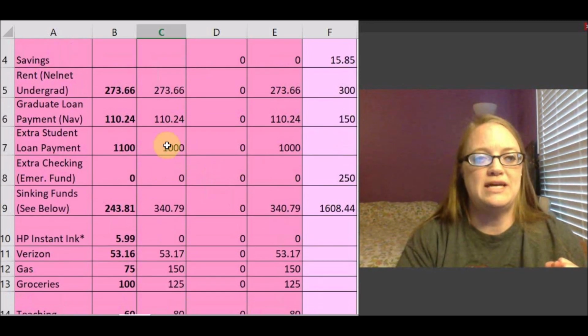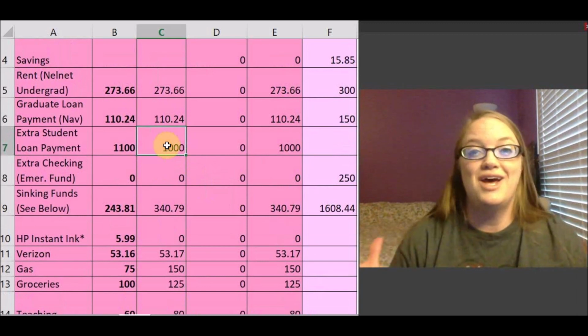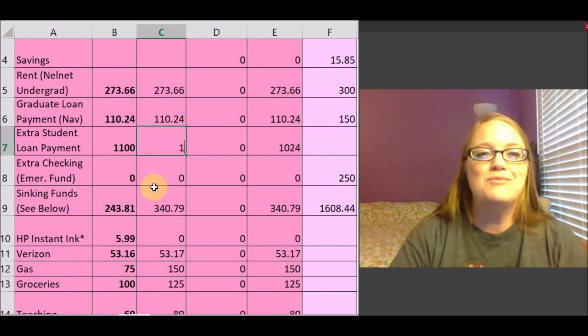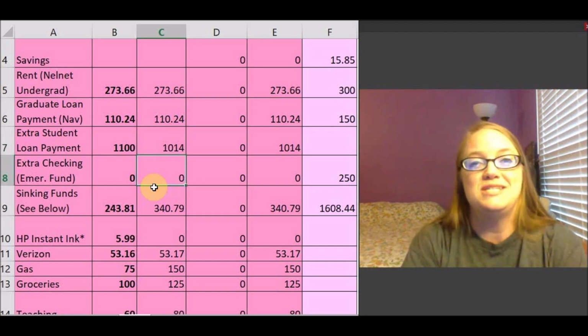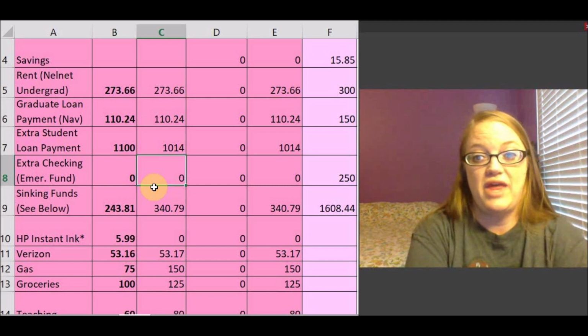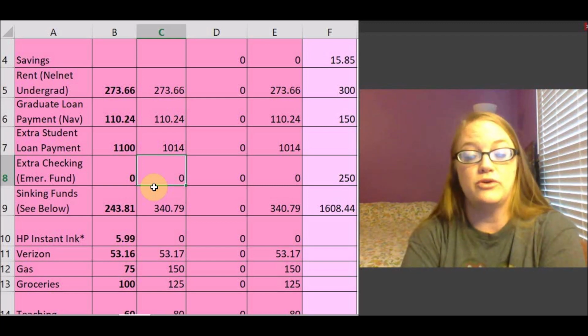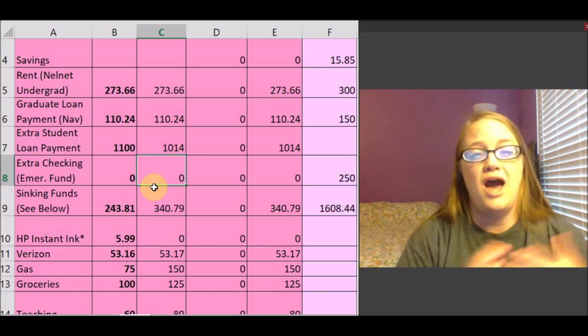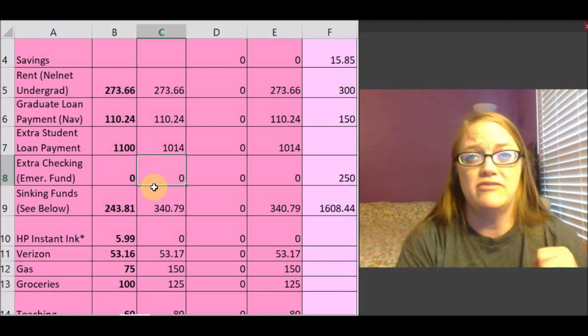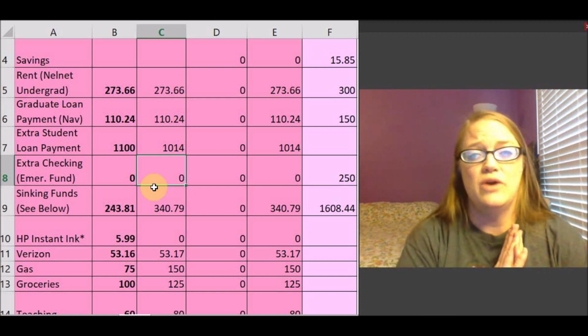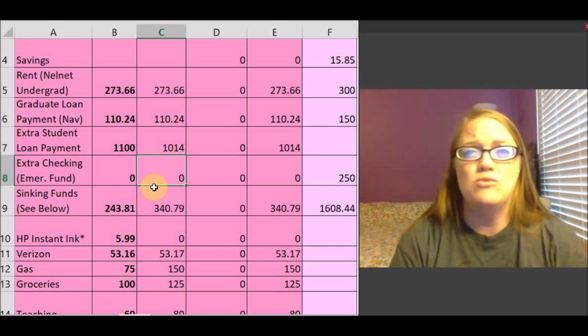So what I'm going to do is I'm actually going to go ahead and make it $200 over. So I am going to change my extra student loan payment to $1014, just in good faith that it's going to go towards debt, and all of my extra income will also go towards debt. Now, I may or may not spend the extra money that I have allocated in all of these different things. So if I don't spend it, all of that will go towards debt.